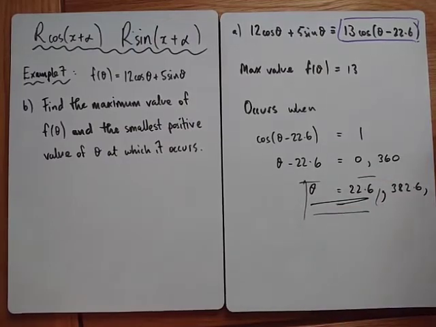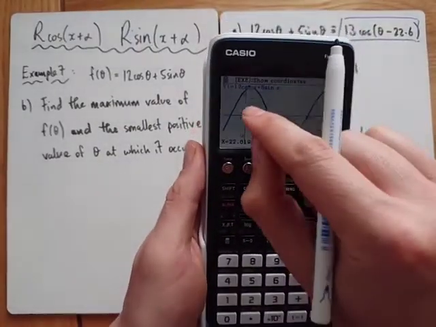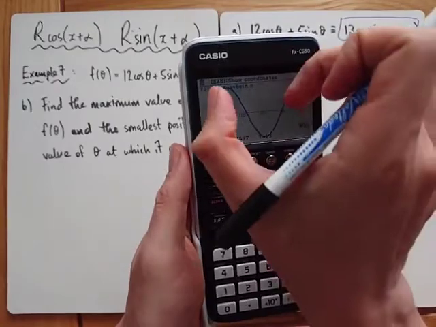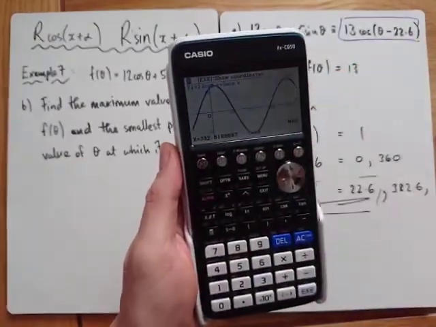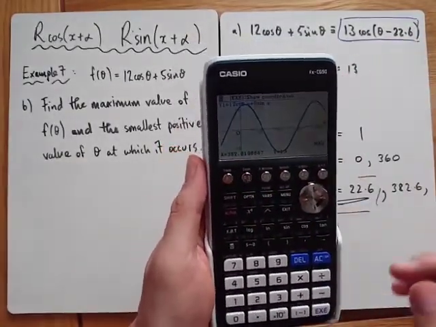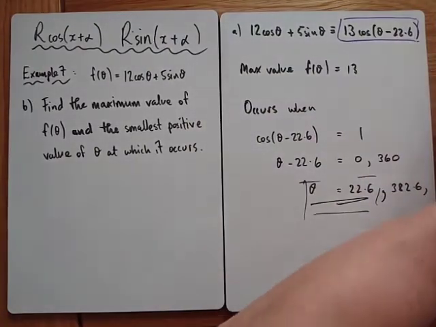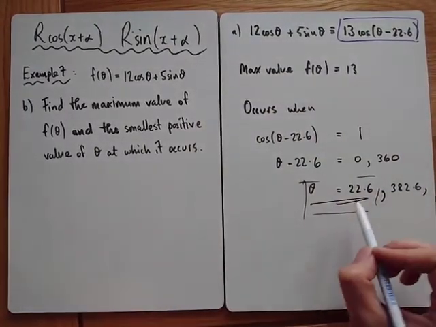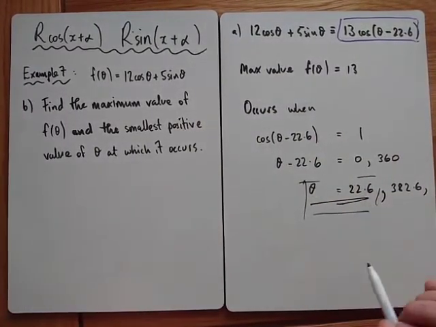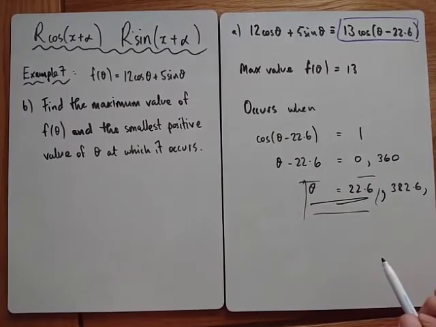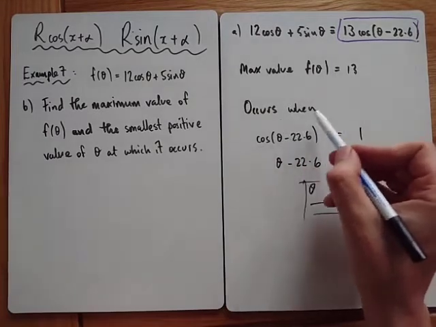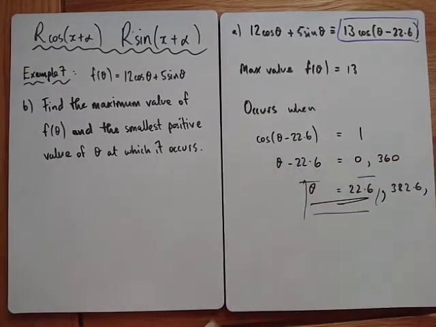You can see from the graph that the maximums occur every multiple of 360 after that. But the answer that we get, the first positive one, is 22.6, and the maximum value is just 13. If it asks what the minimum value is, the minimum is minus 13, and that would occur when cos is equal to minus 1. So you just solve a slightly different equation.